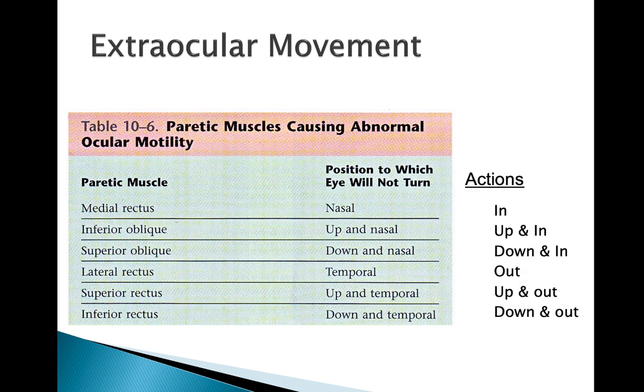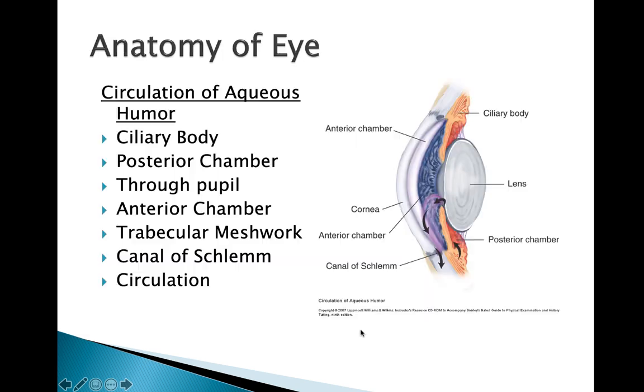So this is just a summary of the eye muscles, and if there is paralysis, what will happen to the eye, and the actions that normally occur. So the medial rectus muscle makes the eye move inward. The inferior oblique makes the eye go up and in. The superior oblique makes the eye go down and in. The lateral rectus makes the eye go out. The superior rectus is up and out, and inferior rectus is down and out.